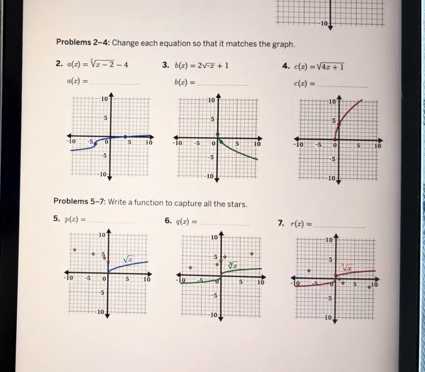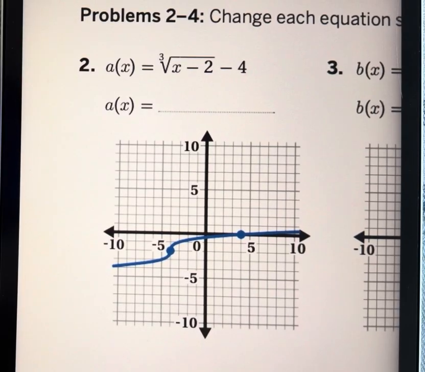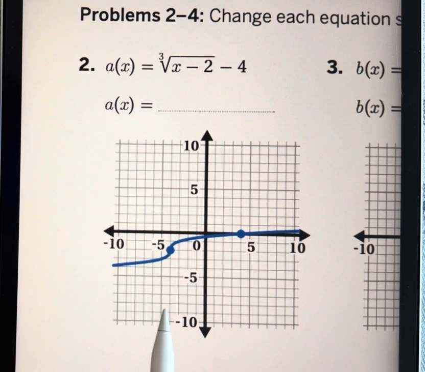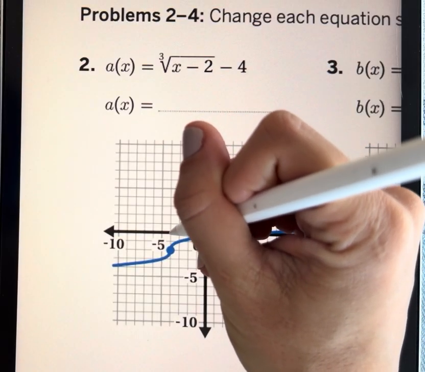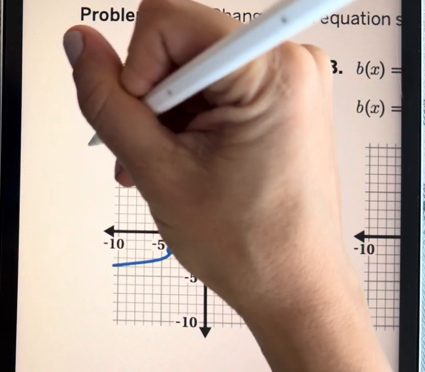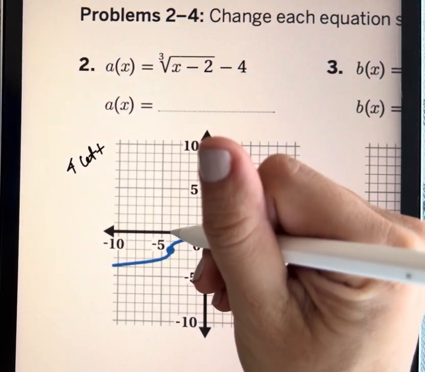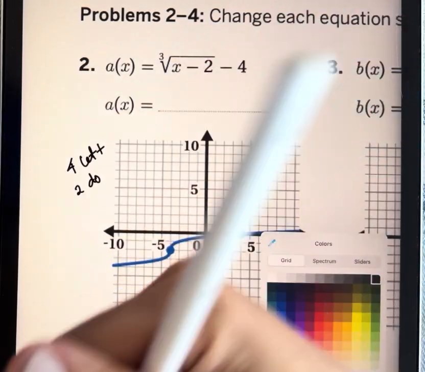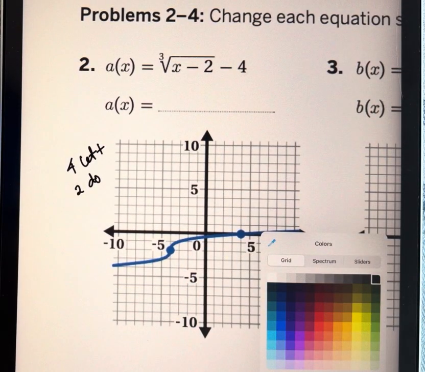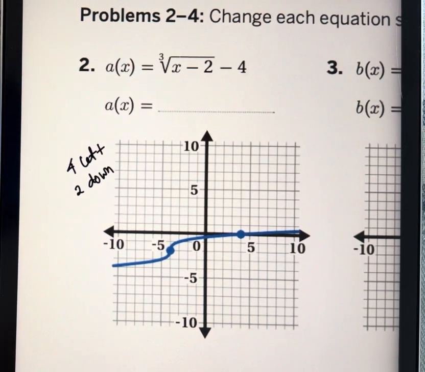Okay. Let's look at these. Change the equation so that it matches the graph. Let's see what we're looking at. I'm looking at a cube root that begins at -1, -2, -3, -4. So it's gone 4 left. And it's also gone down to... What happened? What did I do? Make it go away. Okay.